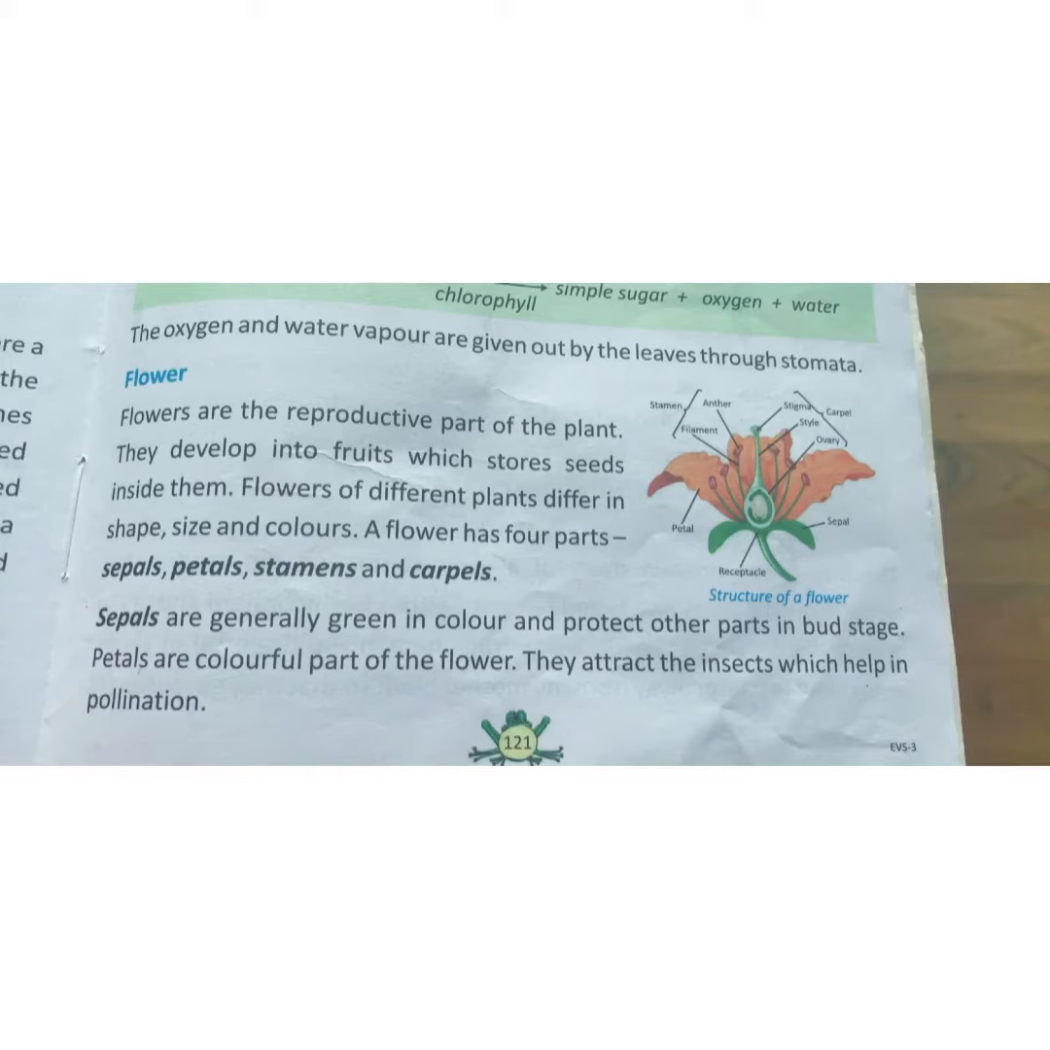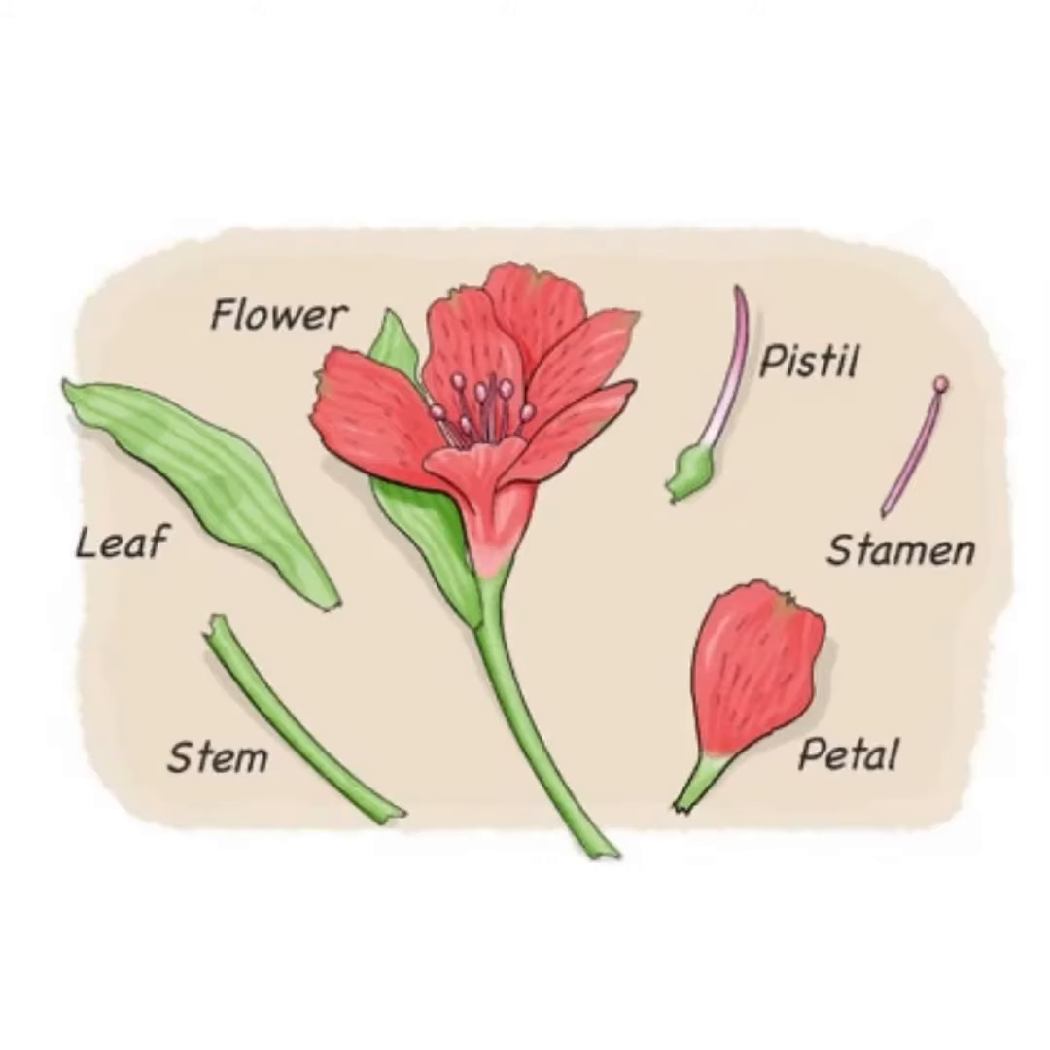Sepals are generally green in color and protect other parts in bud stage. Petals are the colorful part of the flower. They attract the insects which help in pollination. Look carefully at the picture that is shown where different parts of a flower are being depicted. First one is pistil, stamen, petal, stem, leaf.